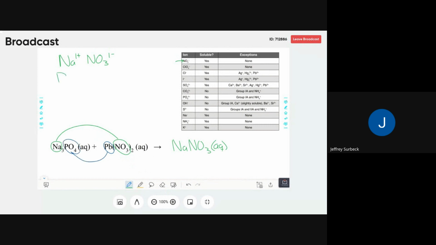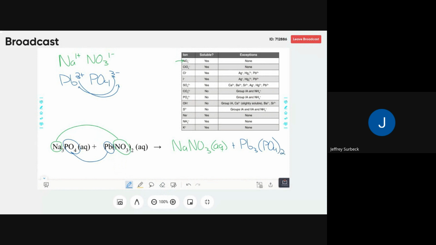Now, Pb in this case is Pb with a 2 plus, and then PO4 with a 3 minus. So be careful here. How many Pbs would we need if we swoop and loop? We need 3. Very good. So we'd have Pb3. And how many chunks of PO4 do we need? 2. All right. So we would have our PO4, and we would need 2 of them.